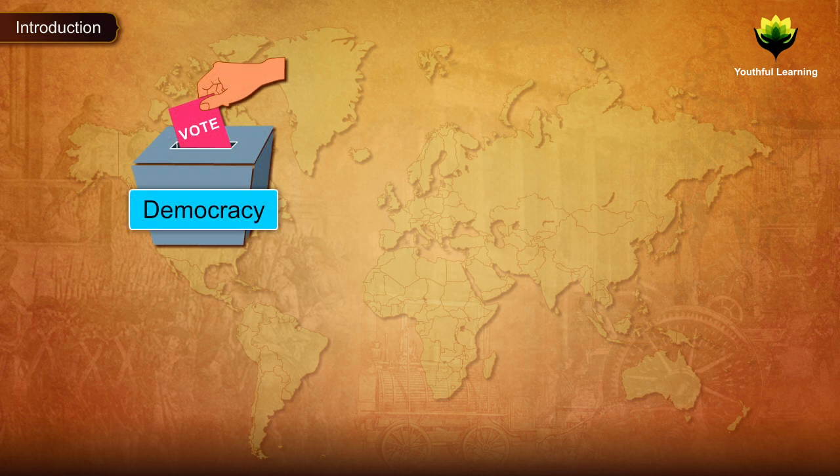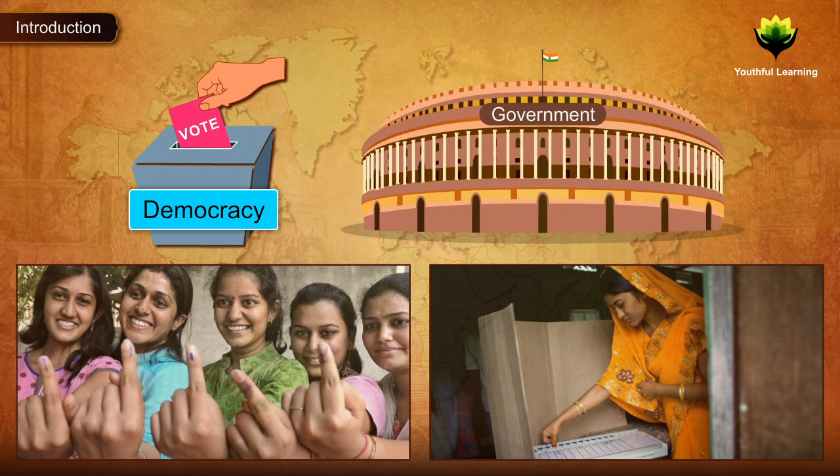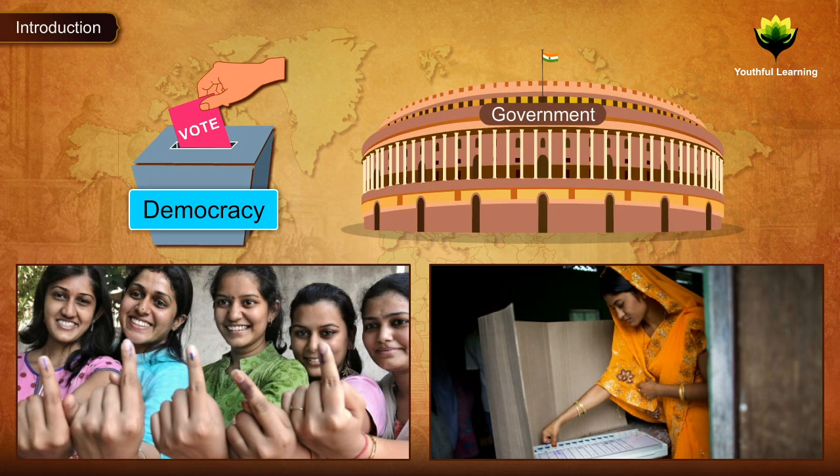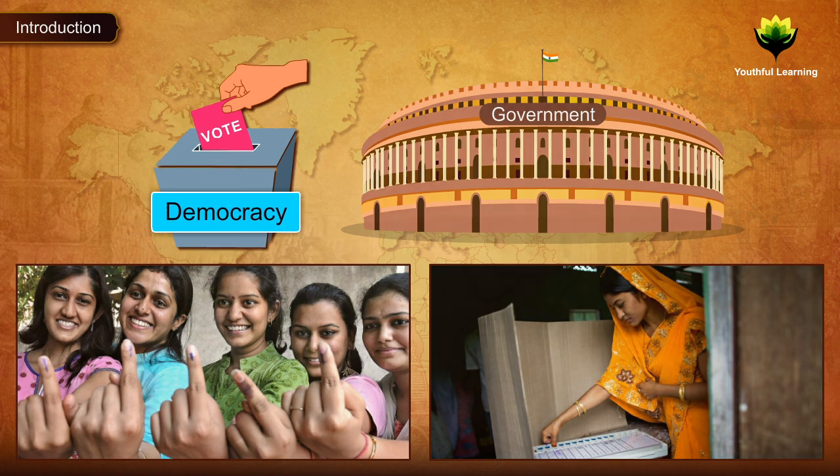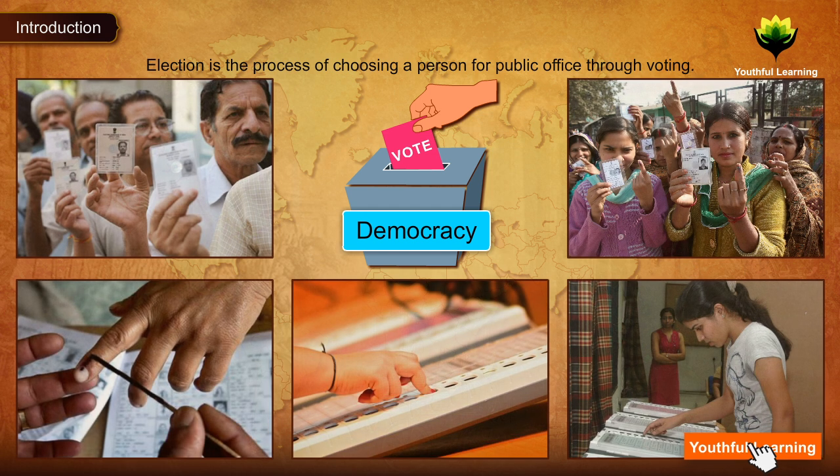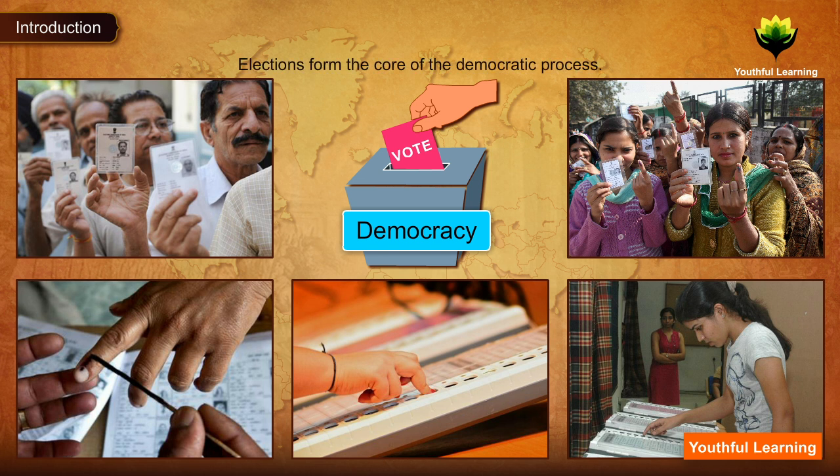Democracy is a form of government which allows people to participate in the working of the government by means of election. Election is the process of choosing a person for public office through voting. Thus, elections form the core of the democratic process. In this chapter, we will understand the election process and the different terms associated with the election process.